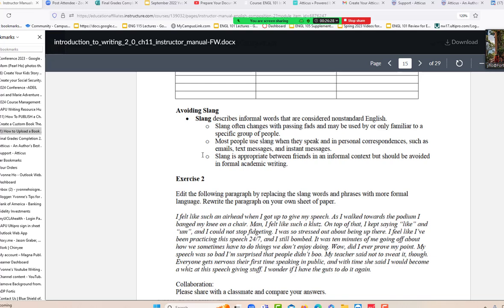Slang describes informal words that are considered non-standard English. Slang often changes with passing fads and may be used by or only familiar to a specific group of people. Most people use slang when they speak and in personal correspondences such as emails, text messages, and instant messages. Slang is appropriate between friends and in an informal context, but should be avoided in formal academic writing.